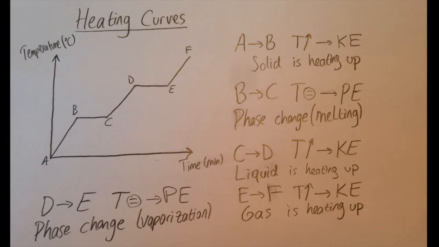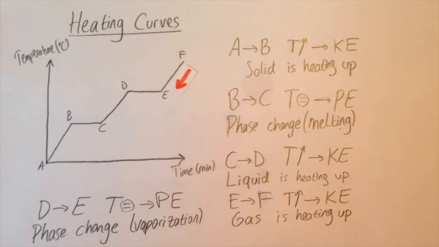The reverse process is also possible. If the substance is cooled down from the gas state, the reverse pattern occurs. Moving from F to E, the substance loses kinetic energy and thus the temperature decreases. The gas is cooling down without changing state.